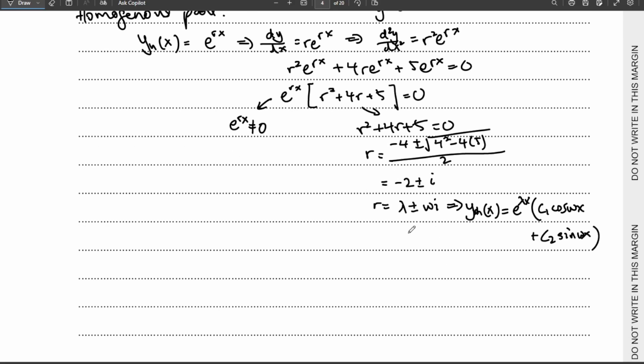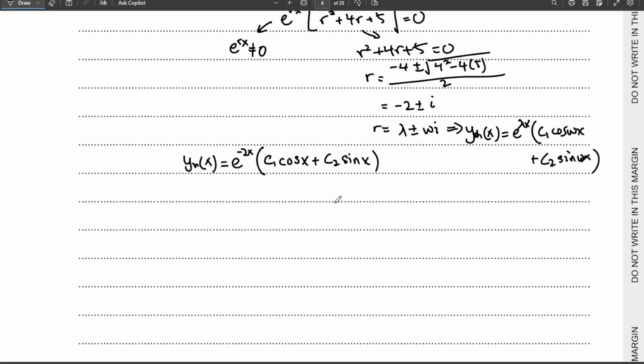So in this case, our lambda is -2, so we just substitute that into the equation. So the homogeneous part of the solution is e to the -2x, times a constant cosine of x plus another constant sine of x. Okay, so that's the homogeneous part done.